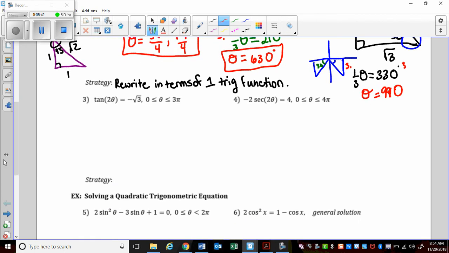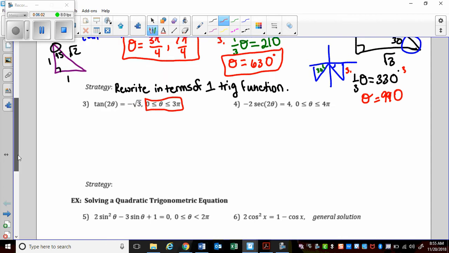All right, it says tangent of 2 theta equals -square root of 3, but remember, our theta has to be between 0 and 3 pi. So it looks like they want us to write it in radians. Well, I know that tangent is -3, or square root of 3.